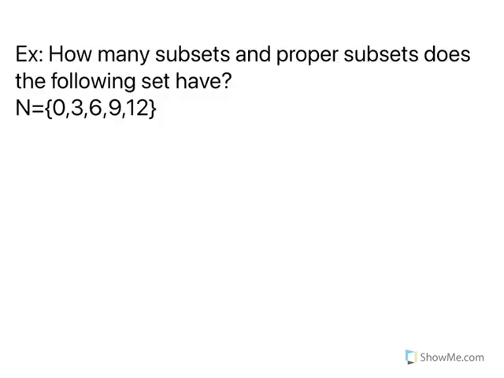So let's look at that. How many subsets and proper subsets does the following set have? So we have the set N: 0, 3, 6, 9, and 12. So 1, 2, 3, 4, 5. Set N has 5 elements.